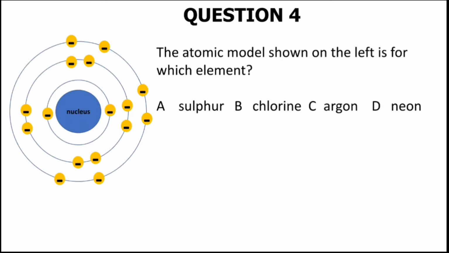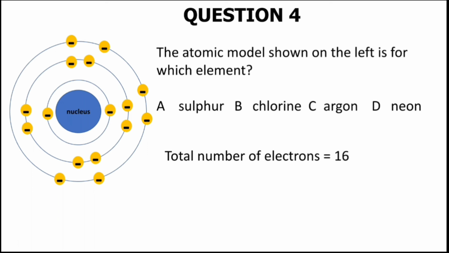The atomic model on the left is for which element? Now let's study this atomic model together. Well, the important information that we can see is the electron numbers in the orbitals. So I've got 2 electrons in the first orbital. Then I've got 1, 2, 3, 4, 5, 6, 7, 8 electrons in the next orbital. And I've got 1, 2, 3, 4, 5, 6 in the last orbital. So the total number of electrons here is 16.